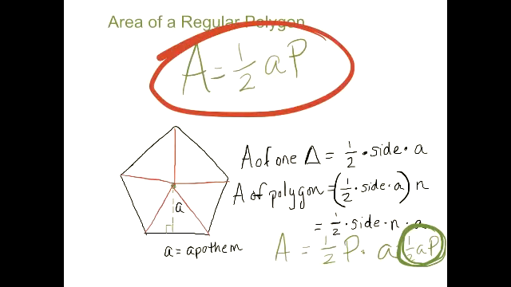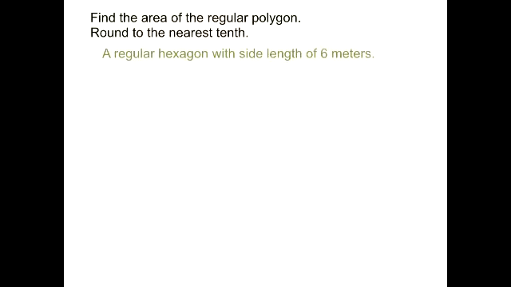Let's go ahead and put that to use. Here we have our first problem. We're going to find the area of a regular polygon and round to the nearest tenth. What they want us to do is find a hexagon. A hexagon, remember, has 6 sides, with a side length of 6 meters. So there's my hexagon with a side length of 6 meters. The first thing I'm going to do is draw on my apothem here, and I want to talk about this triangle right there.